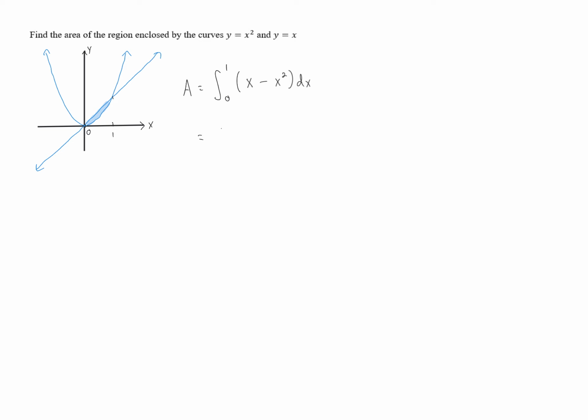The integral of x is x squared over 2, and then minus x cubed over 3. We use the power rule on both of those, evaluating at 0 and 1. And we know that when we evaluate those at 0, they're going to be nothing, so we don't even have to do that. If we plug in 1, it's going to give us 1/2 minus 1/3, and of course minus that 0. And 1/2 minus 1/3 is 1/6, so that's the area.